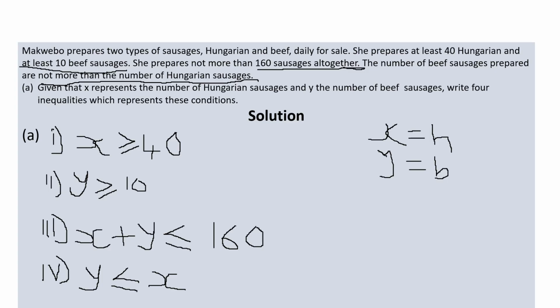When you look at question A, we were asked to find the 4 inequalities. These are the 4 inequalities that I can derive from this question.